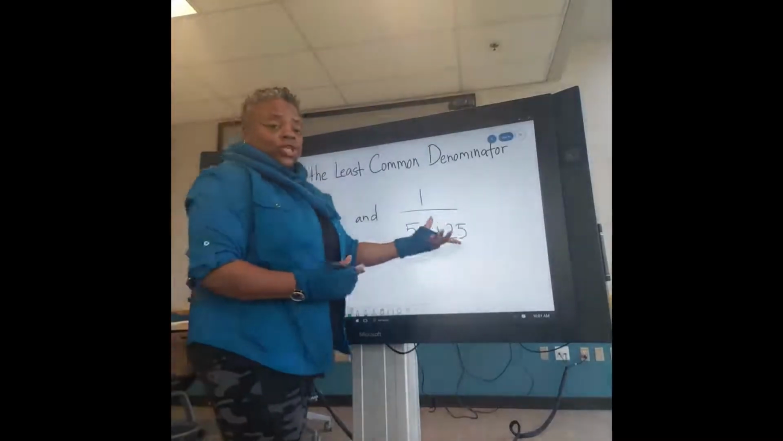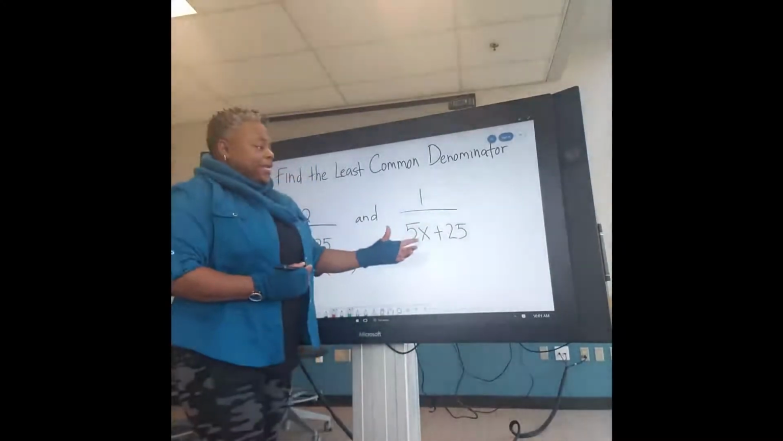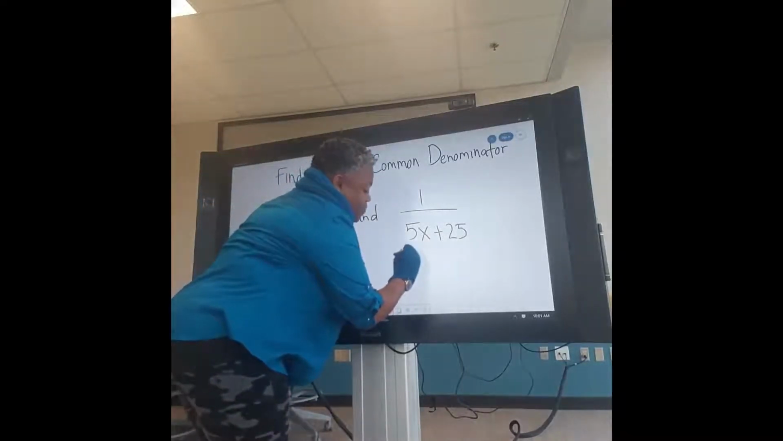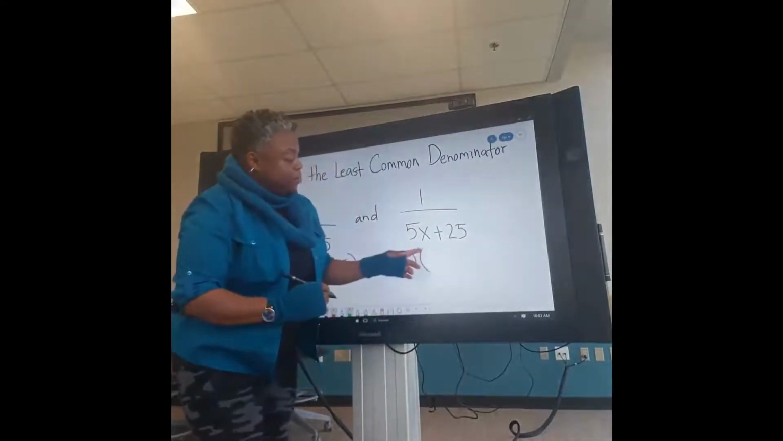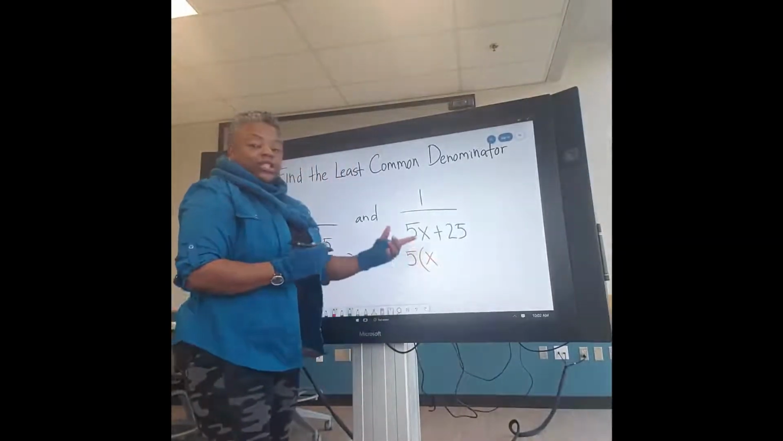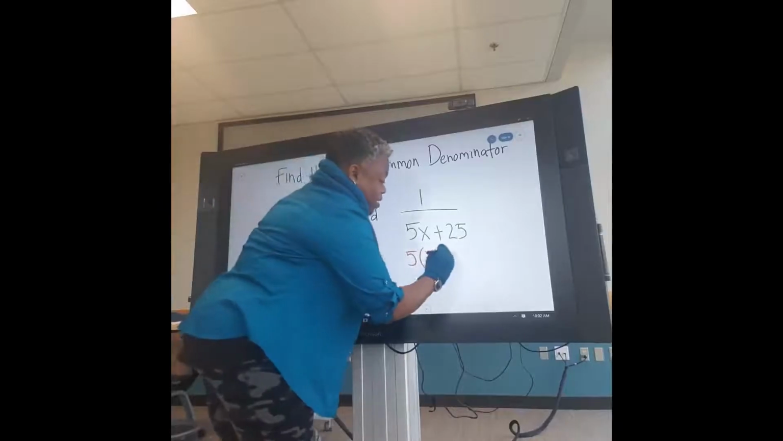Here I look at the two terms that I have, and I know that 5 is common for both. So I'll take out a 5, divide out a 5 into 5x leaves me with the x, and then 5 into 25 leaves me with 5.